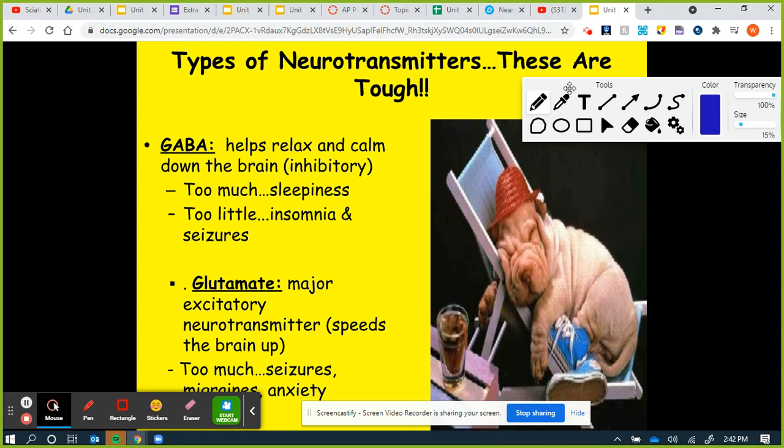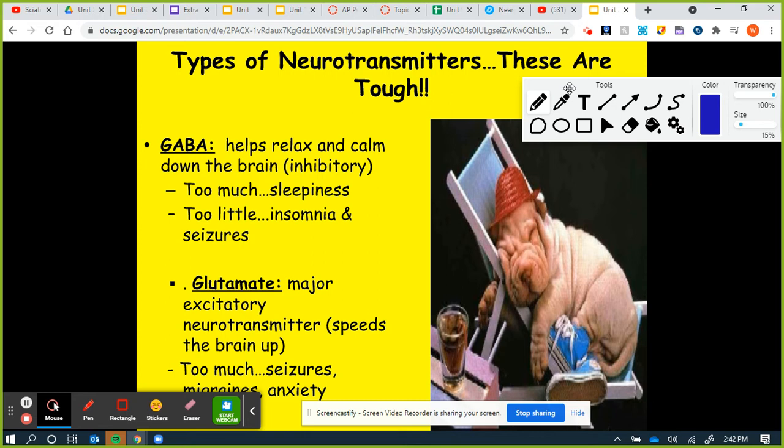Anti-anxiety drugs stimulate the production of GABA. So a lot of times they just make you fall asleep. And then finally, glutamate is the opposite. Glutamate is the brain's major excitatory neurotransmitter, meaning it speeds everything else up.